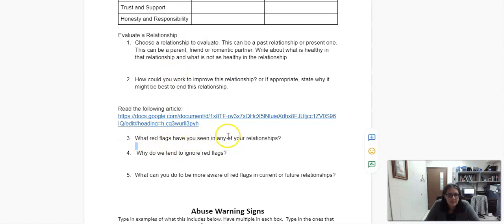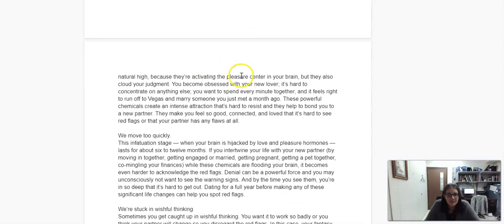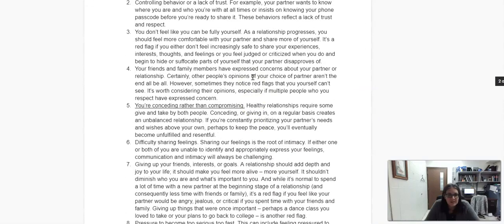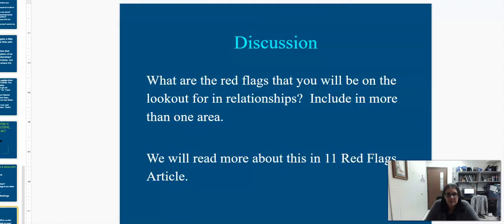What red flags have you seen in any of your relationships, past or present? Why do we tend to ignore them? And then what can you do to be more aware of red flags in current or future relationships? And then just be thinking about, if I'm seeing a bunch of these, or even just one that's really severe, it might be time to be done with a relationship. Or a change in your behavior might be needed too. You never know. We're not all being super healthy.